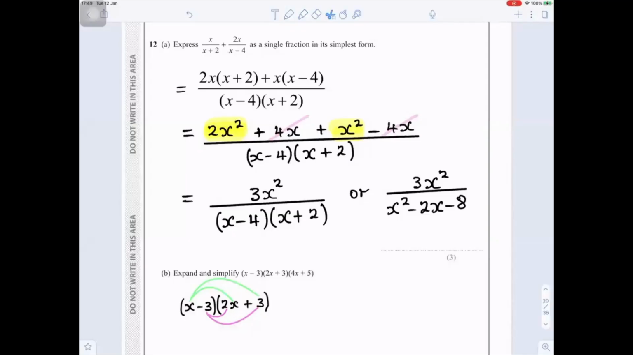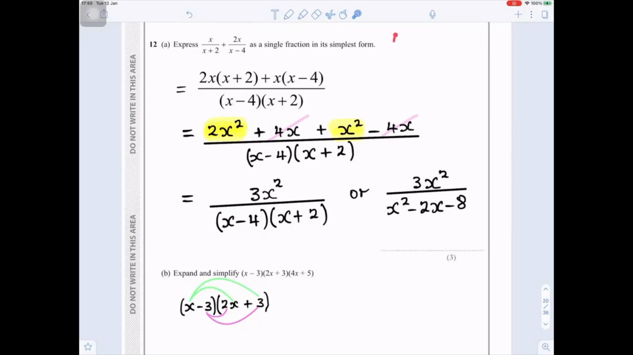Question number 12. Express x over x plus 2 plus 2x over x minus 4 as a single fraction and in simplest form. So these two fractions, you join them together, they become one fraction, and then you simplify it.